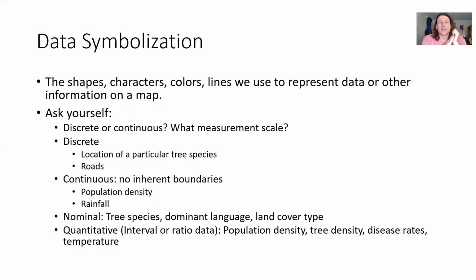If you're working with discrete data, so something like the location of a particular tree species or roads, you can symbolize data in one way, whereas if you're working with continuous data, that's something that has no inherent boundary, whether it's population density or rainfall, maybe you need to represent it in a different way. If you're working with nominal data like tree species or land cover or dominant language, you need to make certain choices, whereas if you're working with quantitative data, either interval or ratio, you have to make other choices. So if you're working with population density, tree density, disease rates, or temperatures, you'll display your data differently.